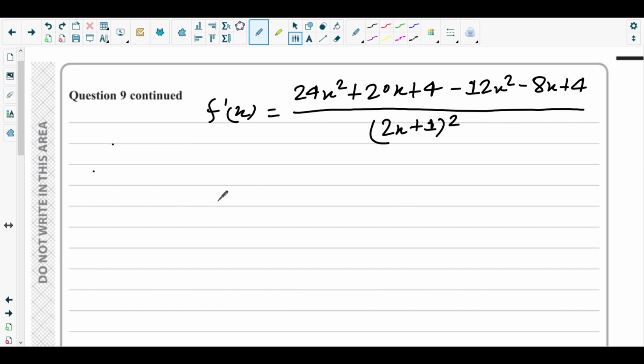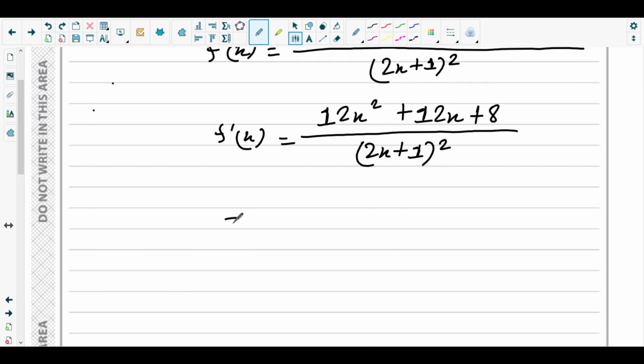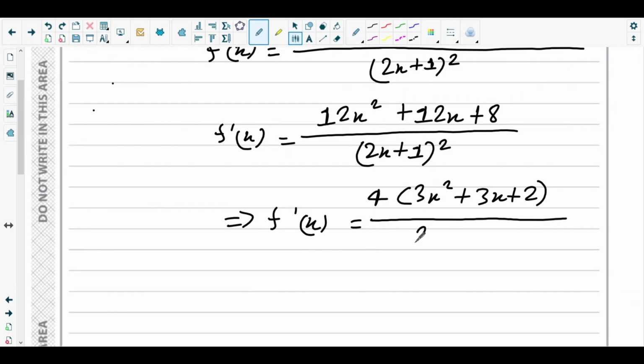Now simplify. f dash x would be what? 24x squared minus 12x squared gives you 12x squared, plus 20x minus 8x, which is plus 12x, plus 8, over twice of x plus 1 whole squared. You can take 4 common from the numerator. If you take 4 common, you will get 3x squared plus 3x plus 2 over 2x plus 1 whole squared.